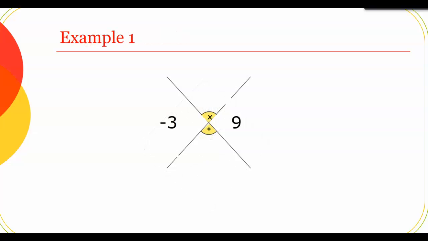So for example, my side numbers are -3 and +9. The product of those two numbers is -27, and the sum is 6.